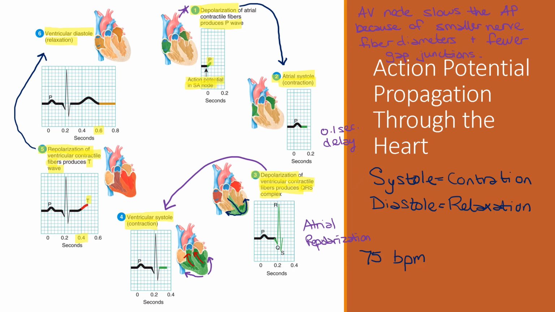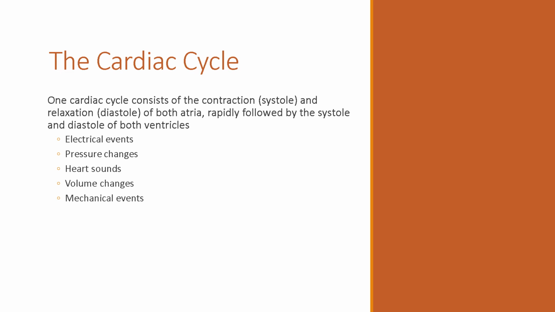Now usually it's about 0.6 seconds that this entire thing takes place. So by 0.6 seconds, the ventricular repolarization is complete and the ventricular contractile fibers are all relaxed. And then we start on to the next cycle. Now, a single cardiac cycle includes all of the events associated with one heartbeat. So a cardiac cycle consists of systole and diastole of the atria, plus the systole and diastole of the ventricles.